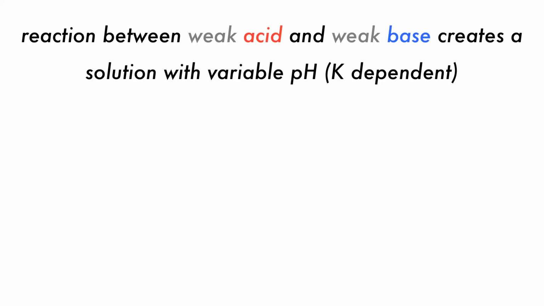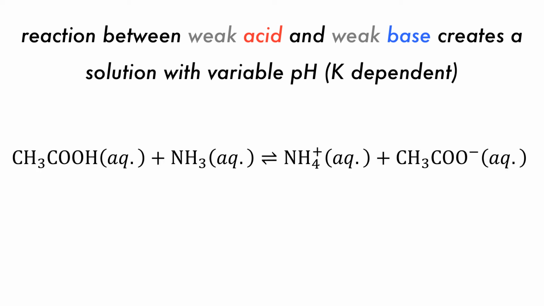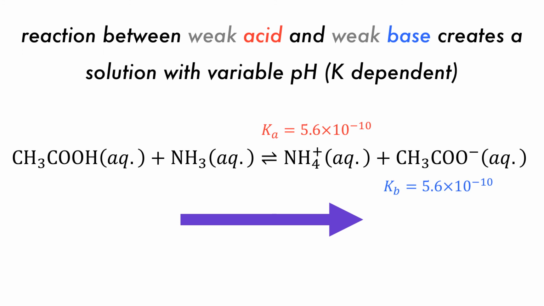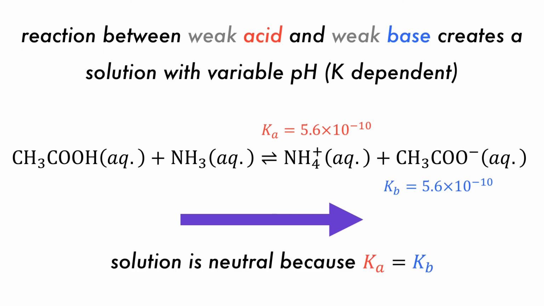Reactions between a weak acid and weak base produce a solution which will be either basic or acidic depending on the Ka or Kb values of the species involved. Consider the reaction between the weak acid acetic acid and the weak base ammonia. For this reaction, the reaction will proceed from left to right because acetic acid is a stronger acid than ammonium and ammonia is a stronger base than acetate. The values for Ka and Kb are the same, and thus the solution is expected to be neutral if equal concentrations of acid and base are used.